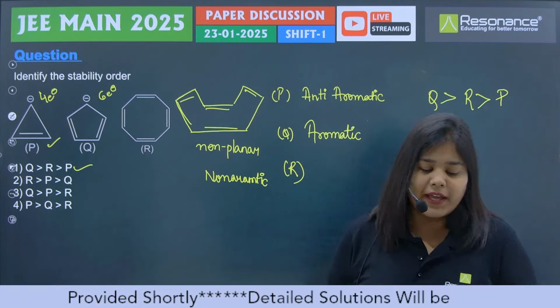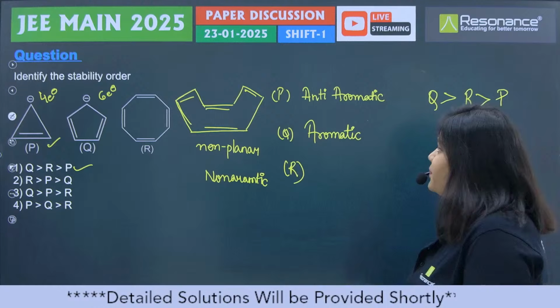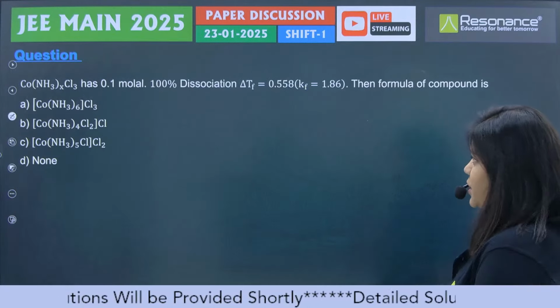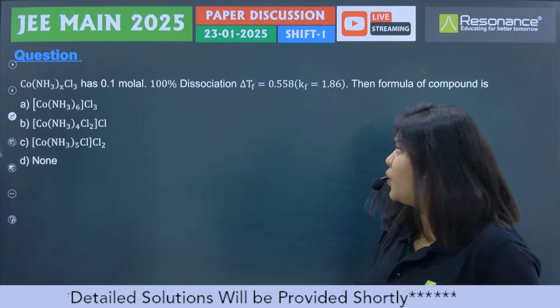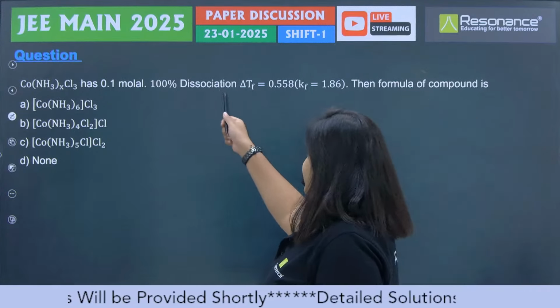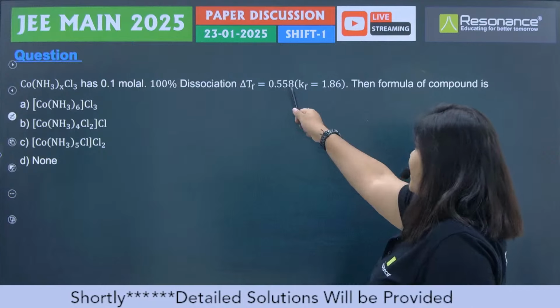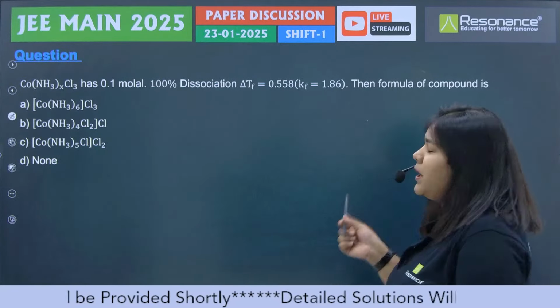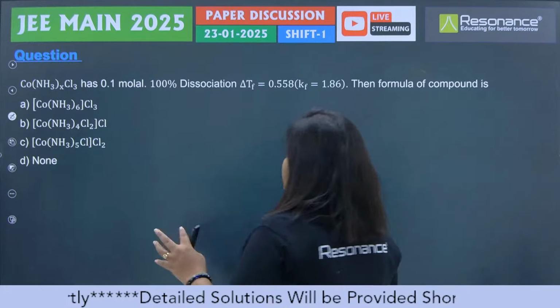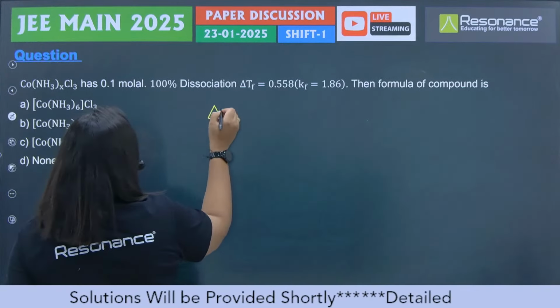Hope you all got it right. Coming to the next question. Let's see what's the next question. Okay, the complex CoNH3X, Cl3 has 0.1 molar, 100% dissociation. Delta Tf is 0.558, Kf is 1.86. Then find the formula of the compound. Simple formula-based question.